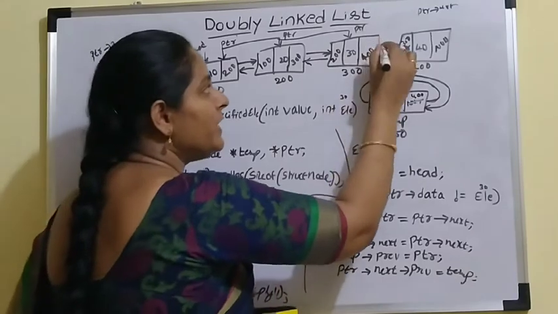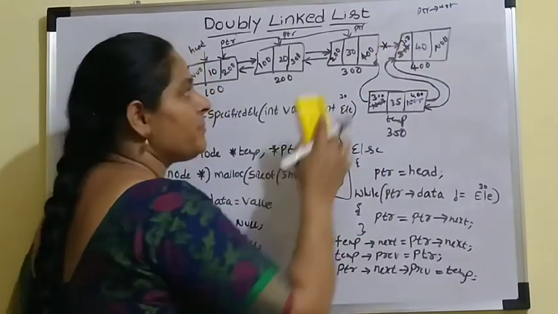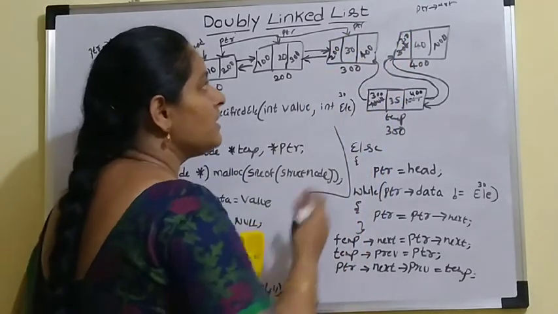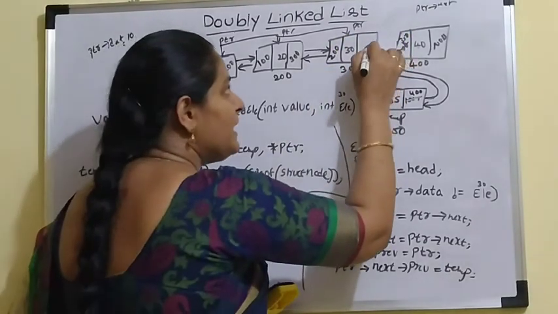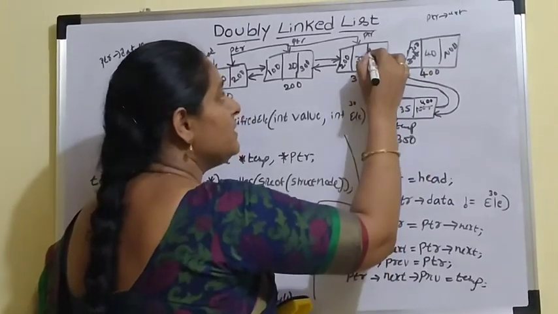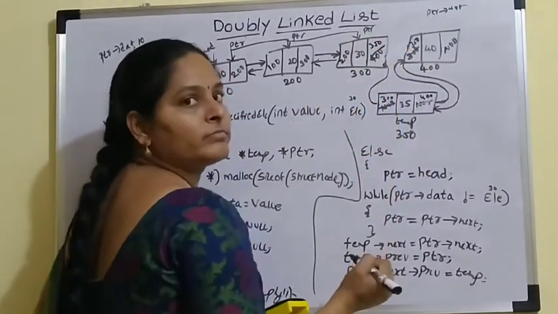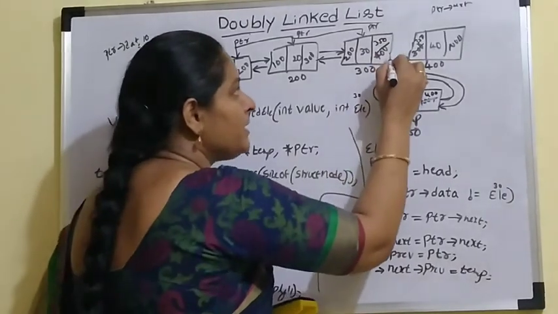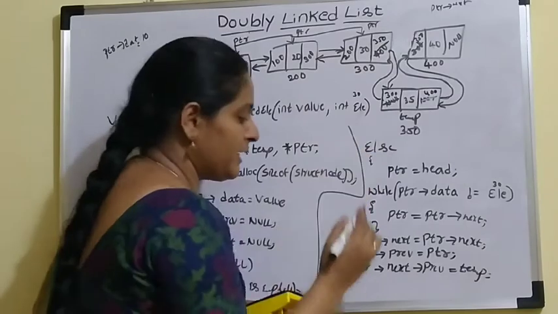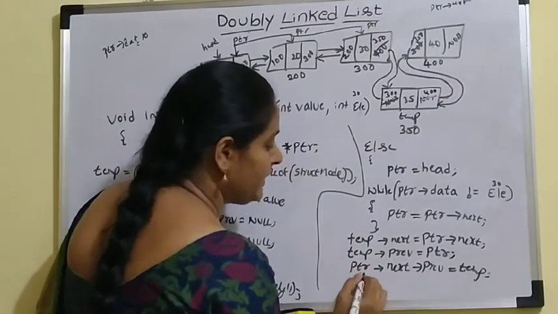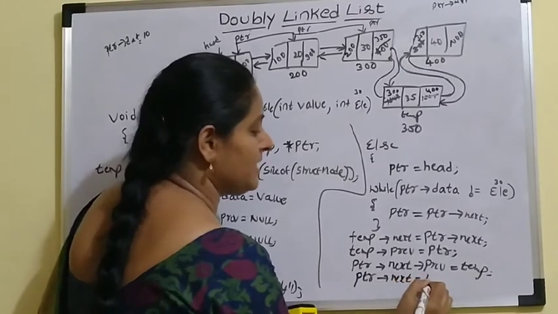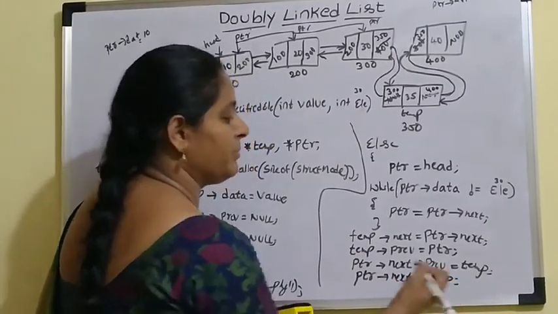Now this connection we need to disconnect. For that, in the PTR next field, previously we had the 40 node address, and we need to replace that with the temp address. So how do we write that statement? With that, this connection will be established. In PTR next, we should save the address of the temp node.